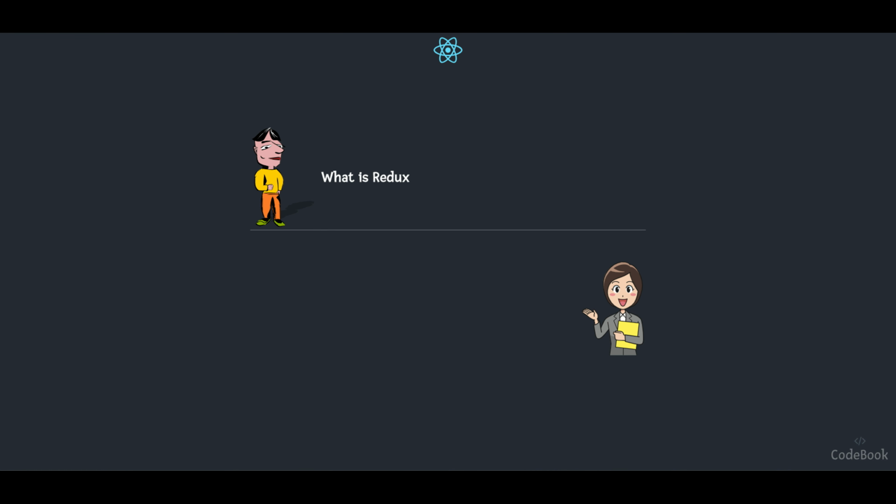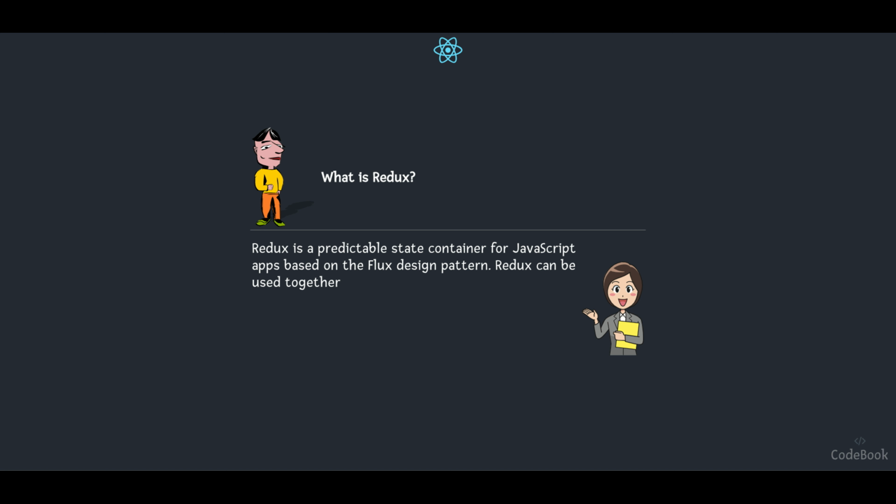What is Redux? Redux is a predictable state container for JavaScript apps based on the Flux design pattern. Redux can be used together with React, or with any other view library. It is tiny, about 2 kilobytes, and has no dependencies.